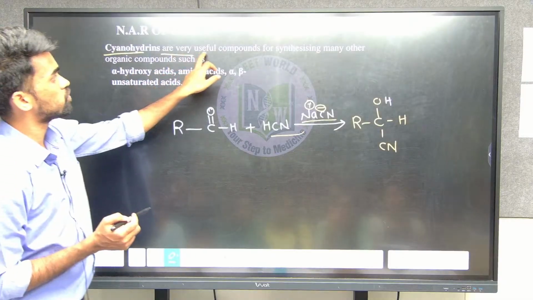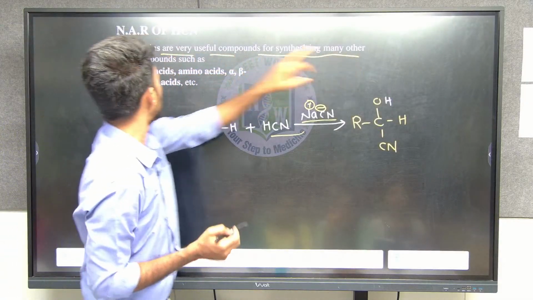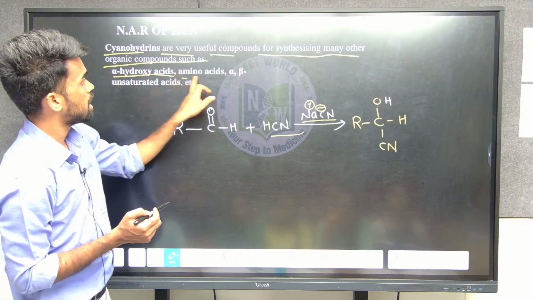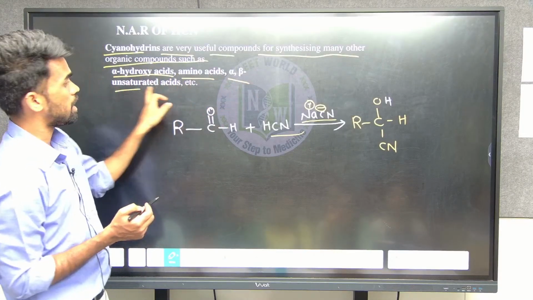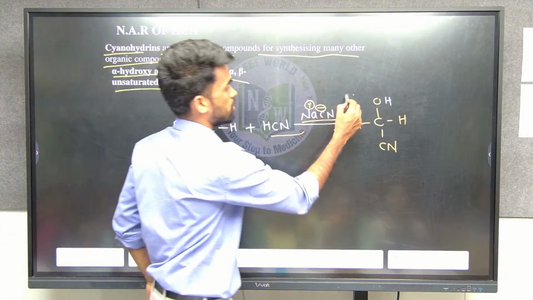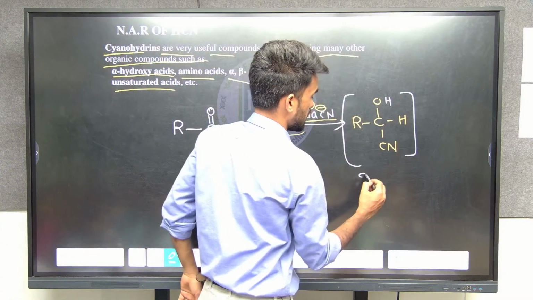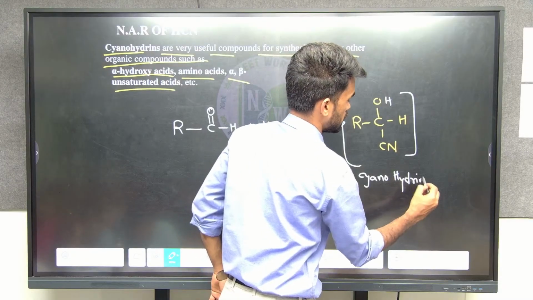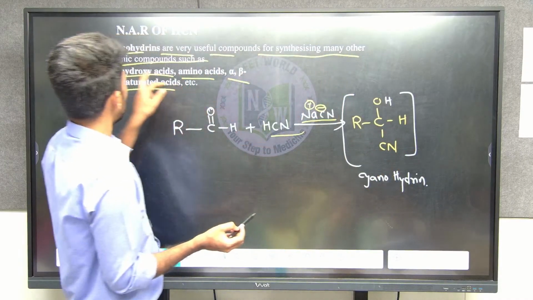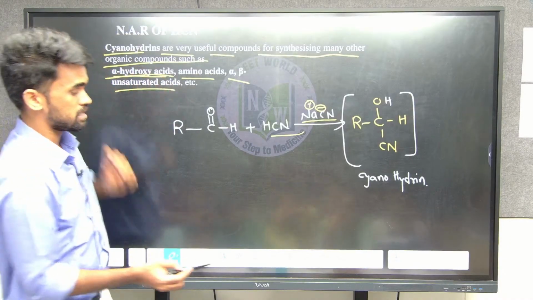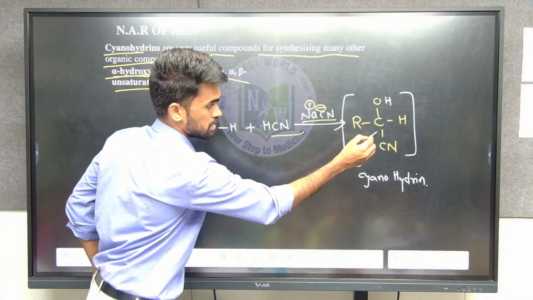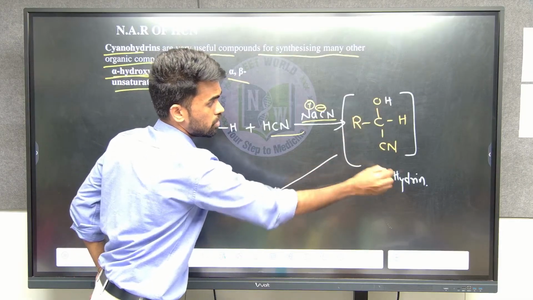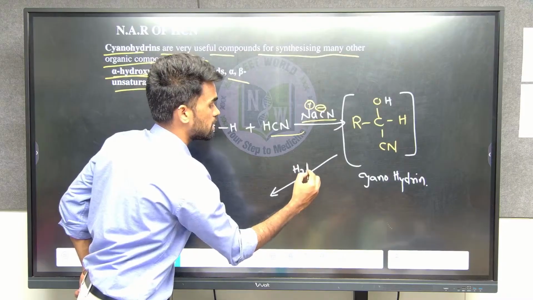Cyanohydrins are very useful compounds for synthesizing many other organic compounds such as alpha hydroxy acids, amino acids, alpha beta unsaturated compounds. So the product formed here is called what? Cyanohydrin. So now it is used for what purpose? Alpha hydroxy acids. So how will we get these alpha hydroxy acids from here? What is the name of this compound? Cyanohydrin. You just add water now.